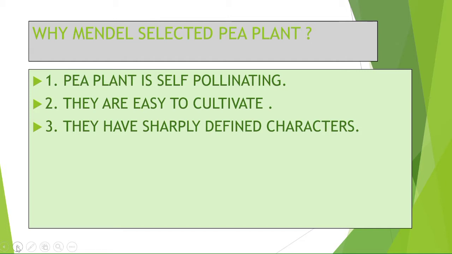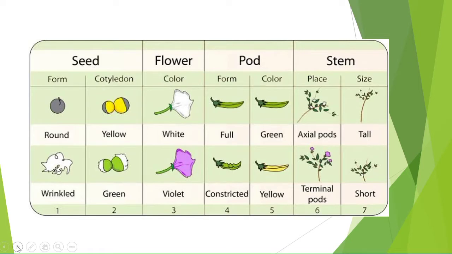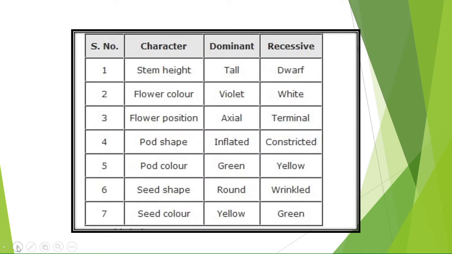Mendel chose to study 7 different characters in pea plant. Each of these characters, such as height, seed shape, seed color, etc., had 2 sharply defined and contrasting traits. Like stem height had 2 traits, tall and dwarf, flower color, violet and white, flower position, axial and terminal, pod shape, inflated and constricted, pod color, green and yellow, seed shape, round and wrinkled, seed color, yellow and green.